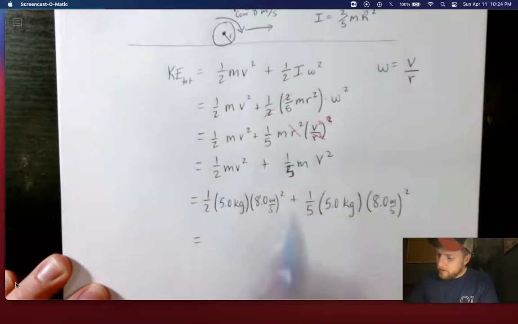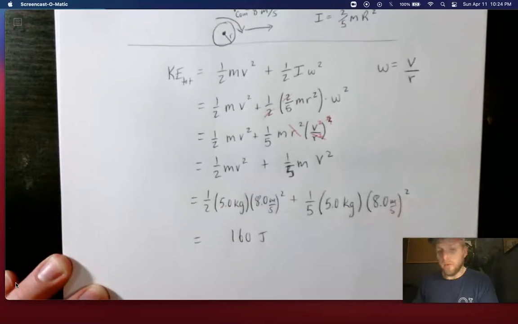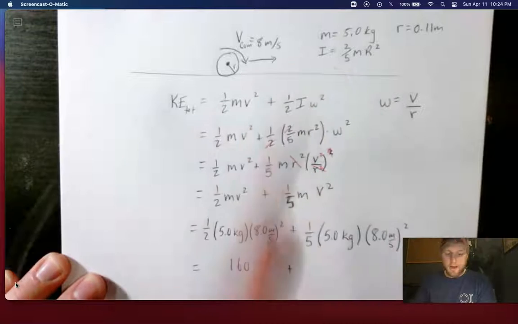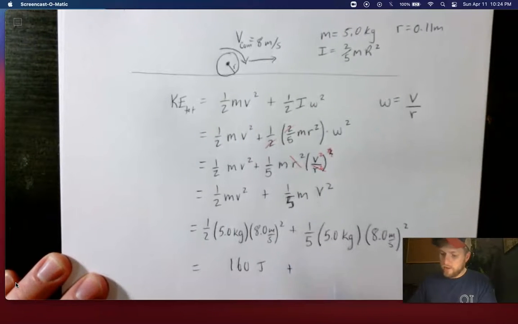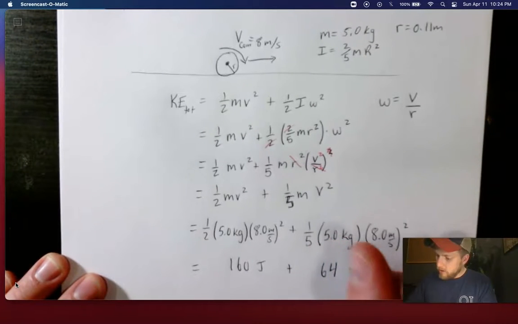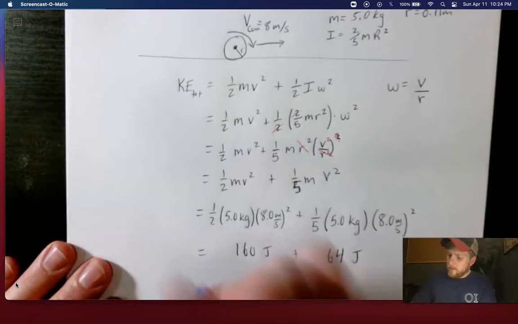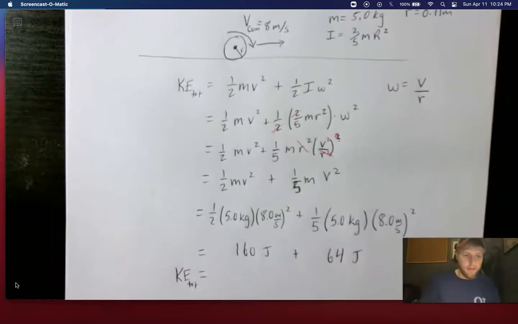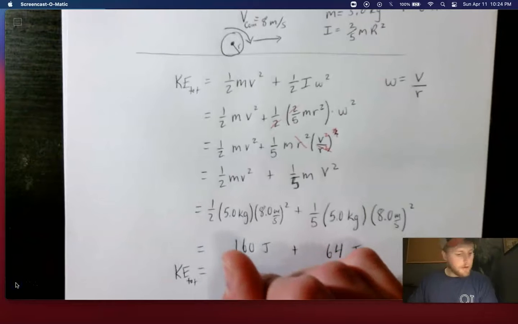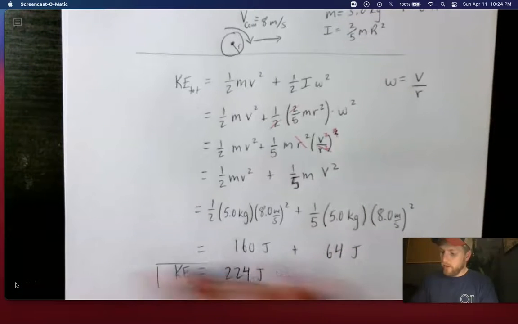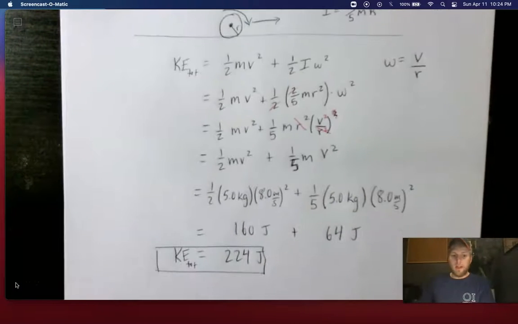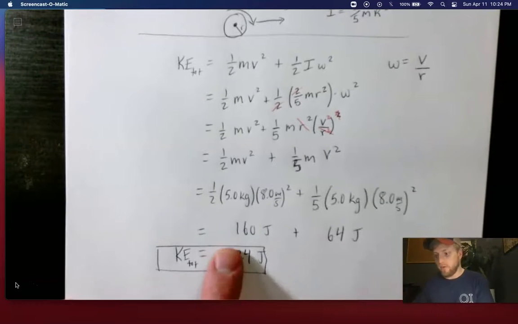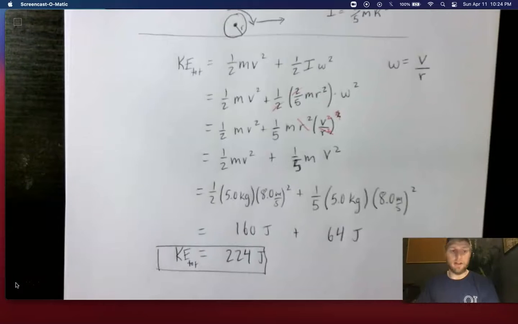I end up with this giving us 160 joules worth of energy. That would be the energy from it moving in a straight line, and then the fact that it was rotating, the rotational kinetic energy, gives us something like 64 joules. So we get the total kinetic energy by just adding the two of them together, 224 joules worth of energy. So you'll notice that even though this is a decent amount of energy, this is significant, the most energy comes from the fact that it is moving in a straight line.